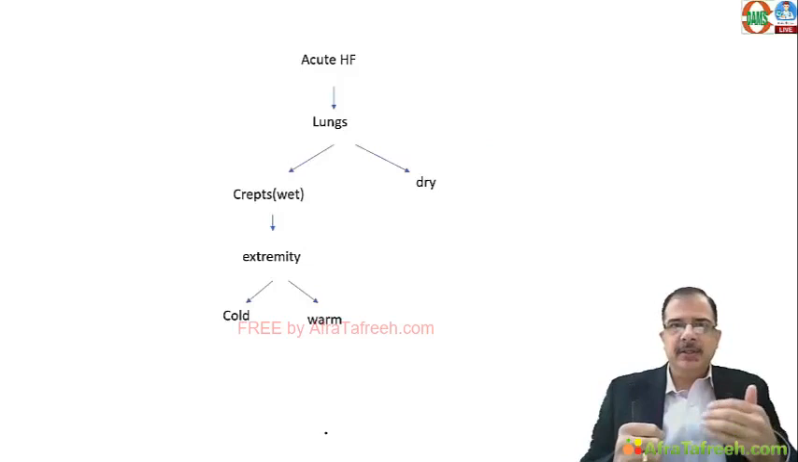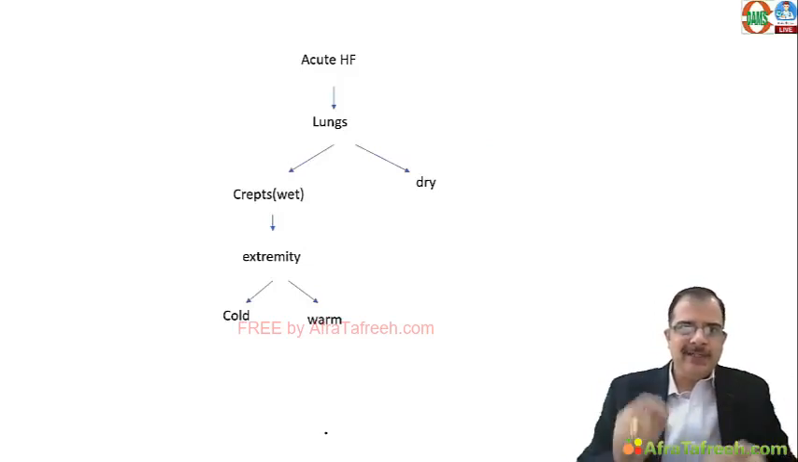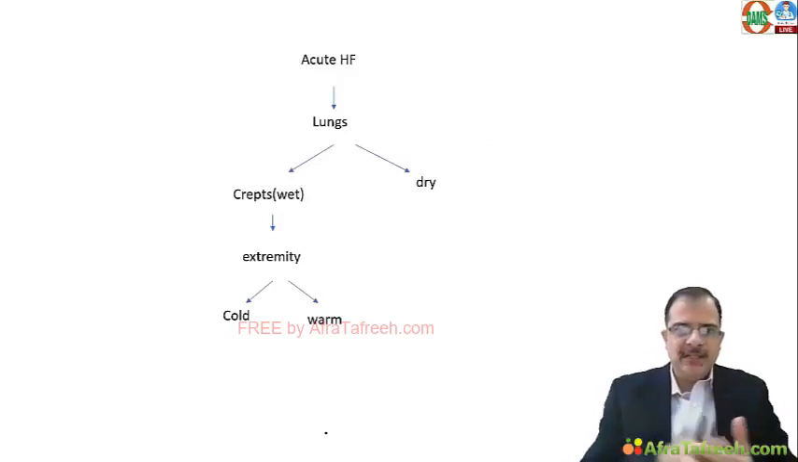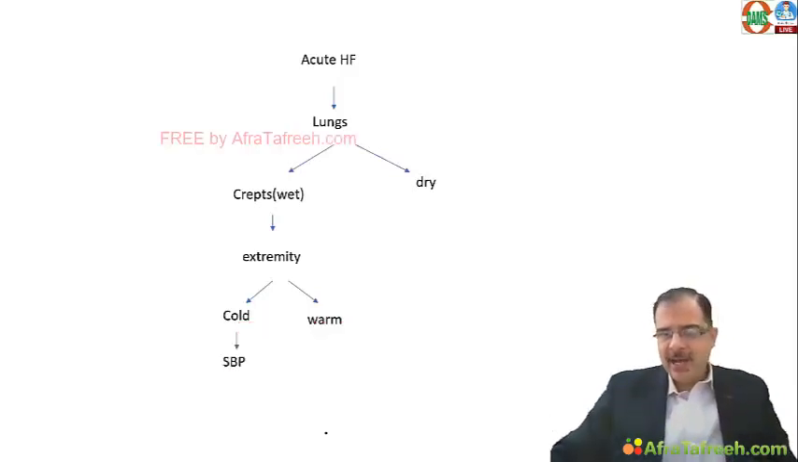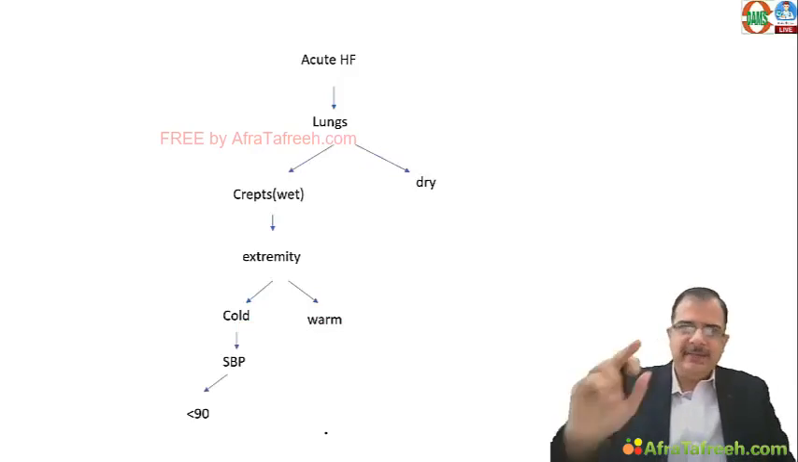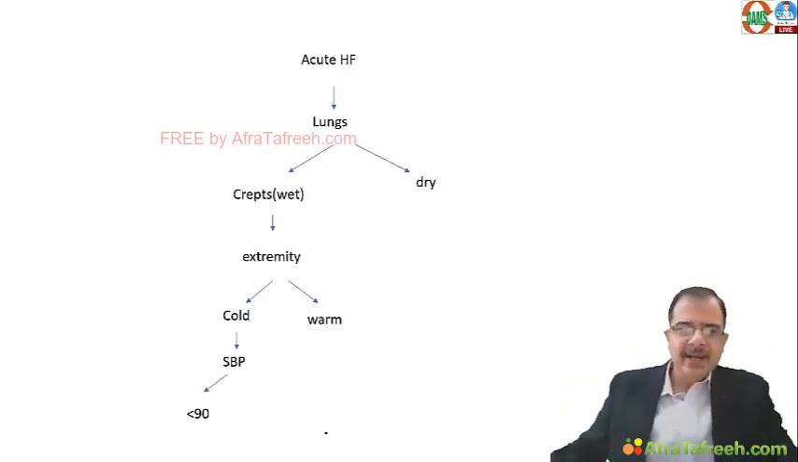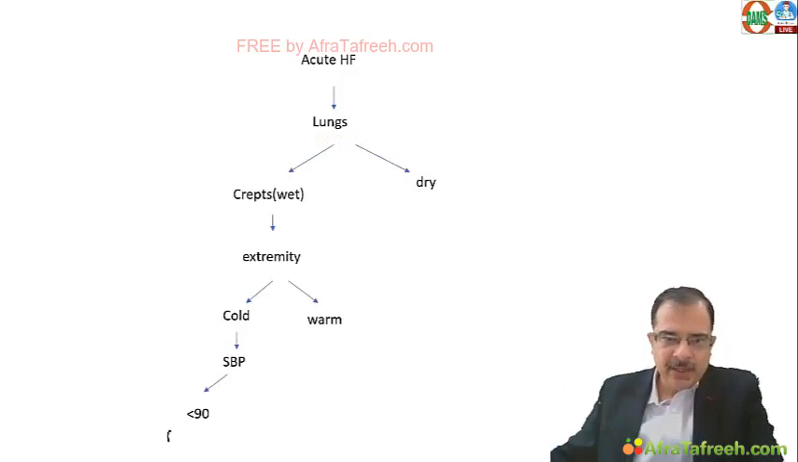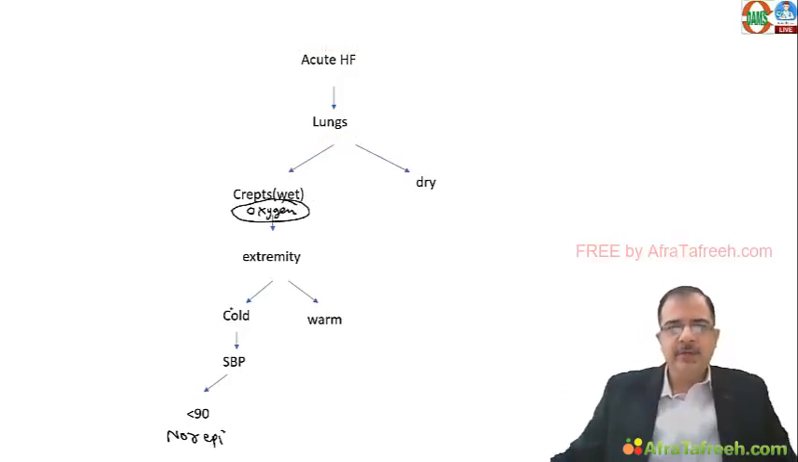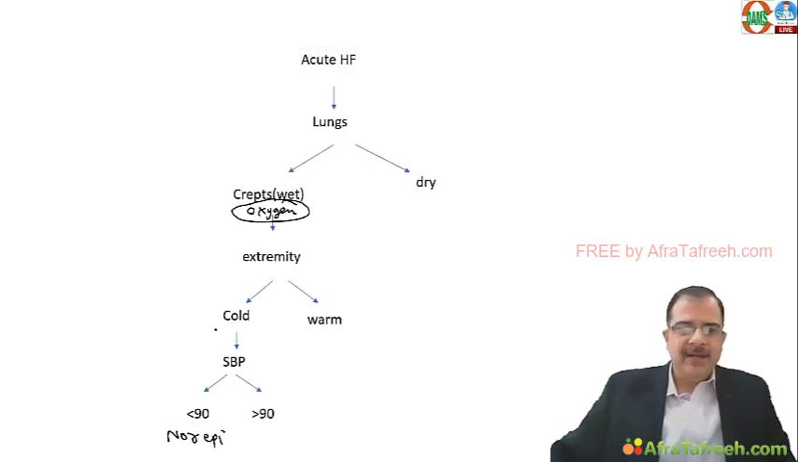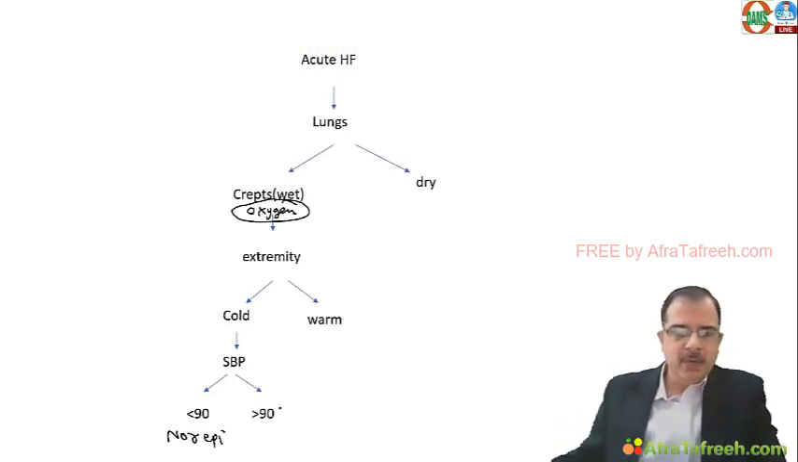It will take hardly 10 seconds to assess the patient with the stethoscope on the lungs and by checking the extremities. If extremities are cold, look at the systolic BP. If systolic BP is less than 90, you start the patient on norepinephrine. Remember, if lungs are wet, oxygen is the first step in any scenario. Oxygen has to be given. If the systolic BP is more than 90, then you give dobutamine.